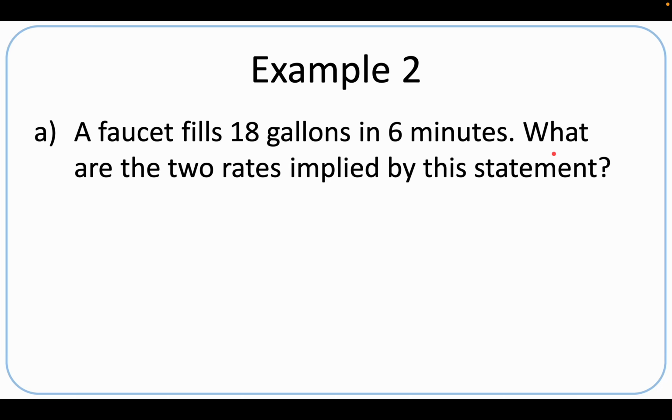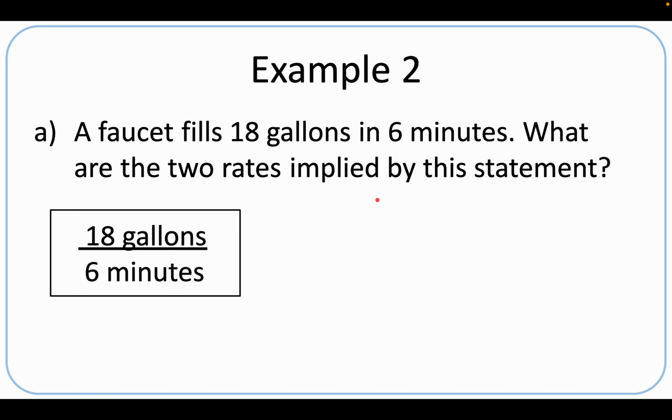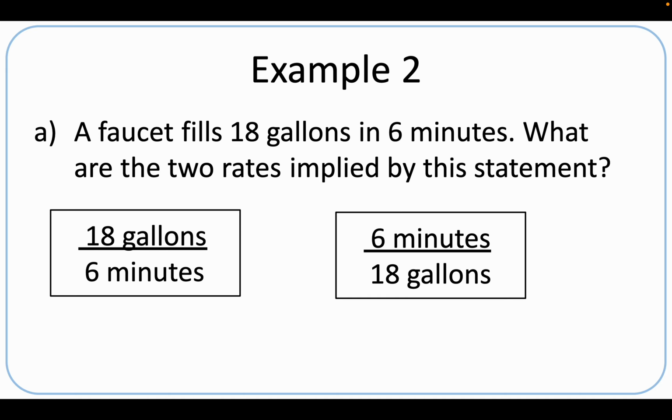And here's another example. A faucet fills 18 gallons in 6 minutes. What are the two rates implied by this statement? Okay, so first you can do 18 gallons per 6 minutes. And then your second rate, you're just flipping that fraction over, 6 minutes per 18 gallons. Which one we want to use depends on what question is asked.